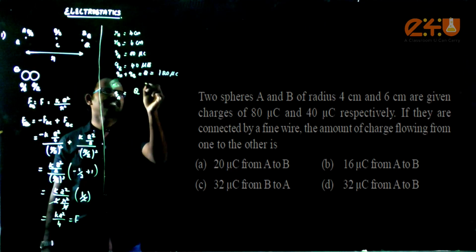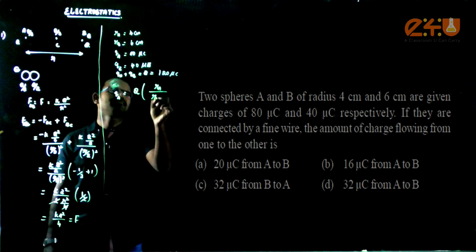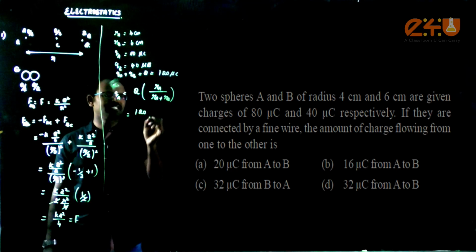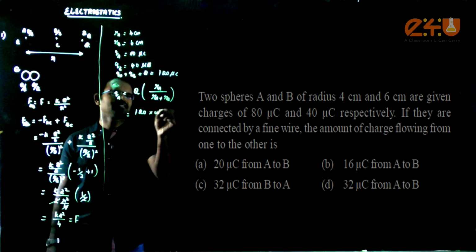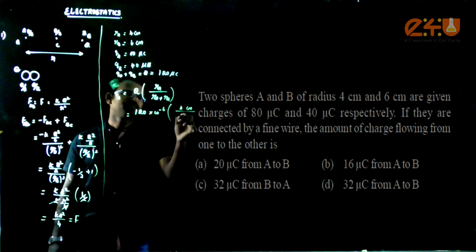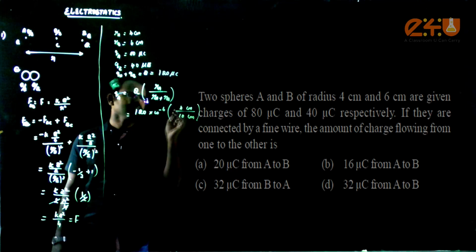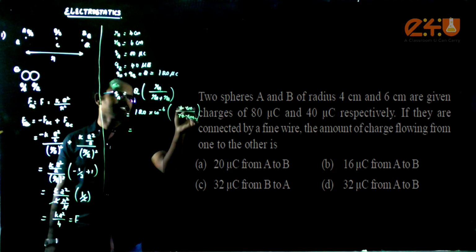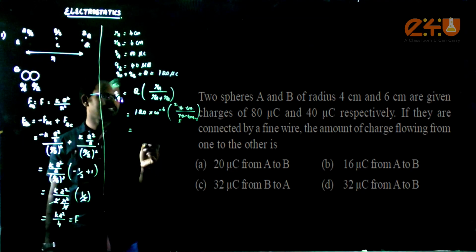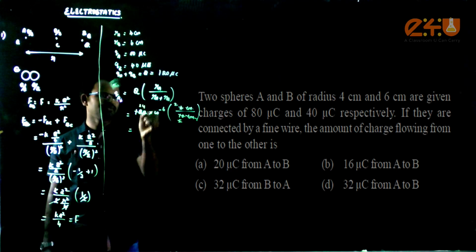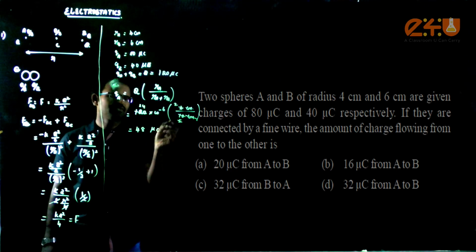QA is equal to total charge into same radius divided by the sum of the radii. The total charge is 120 microcoulomb, so 120 into 10 to the power of minus 6. Ra is 4 centimeter, and 4 plus 6 is 10 centimeter. The centimeter will be cancelled out, and it becomes 2 by 5. When you divide, what will we get? It's 24, and 2 into 24 is 48 microcoulomb.